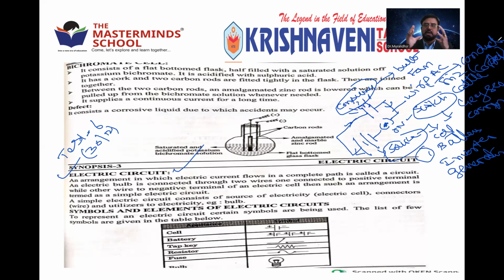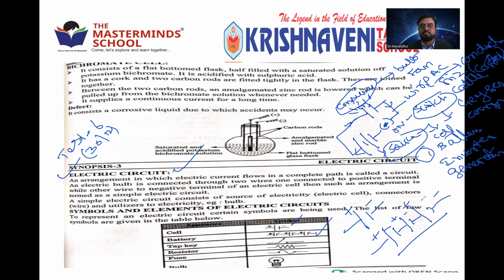So all these three are connected through a wire, and some components also have symbols. A cell is represented by one long line and one short line, like this. The long line is called positive, the short line is negative. That is called a cell, right? After the cell, there is a battery. When more than one cell is connected, it may be 2, 3, anything, like this: positive, negative, positive, negative, positive, negative. This is the symbol for a battery. A battery is nothing but a combination of cells.